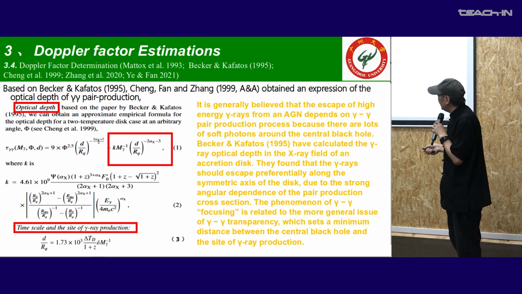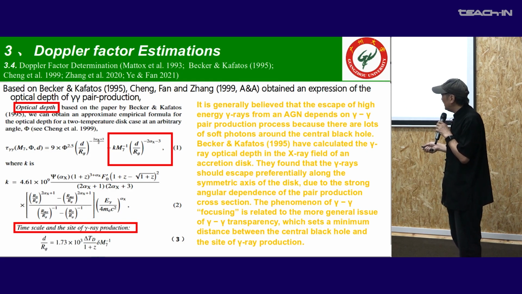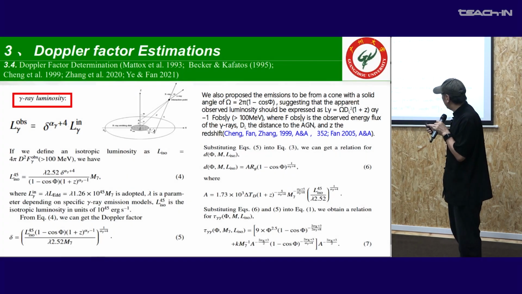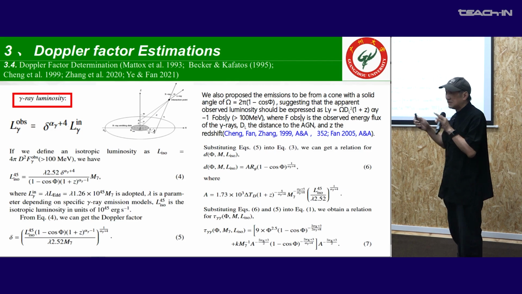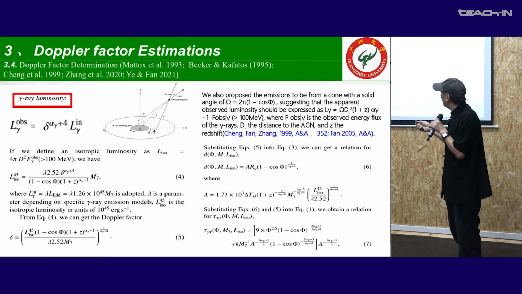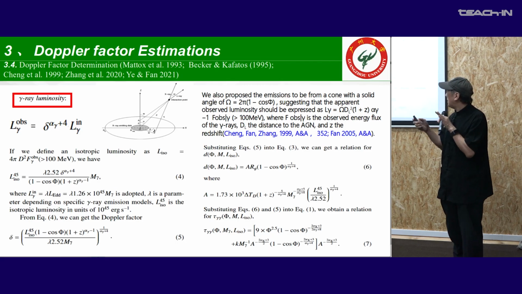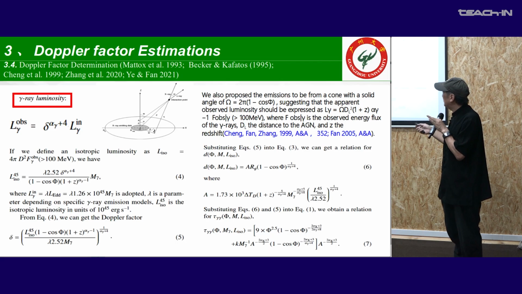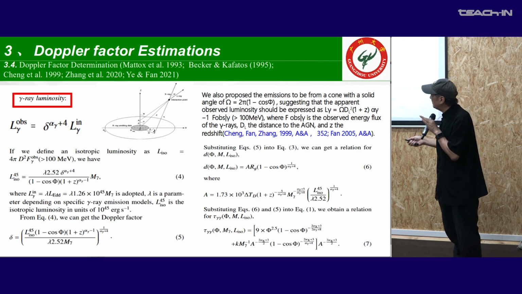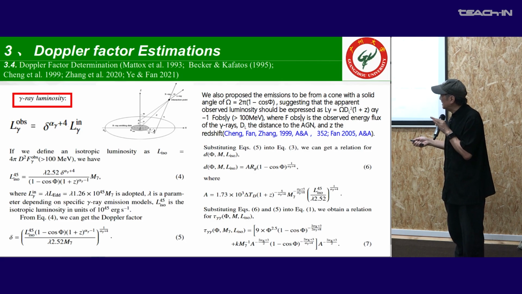And for the emission size, we can constrain it using the observed time scale. We can describe this in this way. If we think that the gamma emission is not isotropic, but only from a cone, then the gamma emission is not from 4 pi, just from the solid angle described in this way. So we can express the luminosity in this way.